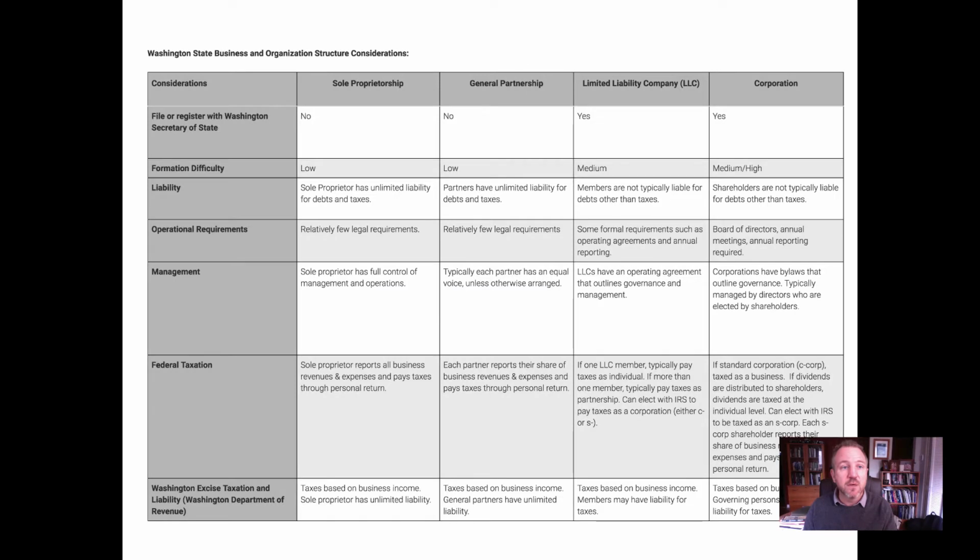I've posted this table for you in my lecture notes, and this comes from the Secretary of State's website that talks about Washington State business and organizational structure considerations. I would tell you that starting out, you're probably looking at either a sole proprietorship or an LLC, and frankly, my preferred method would be to set up an LLC.